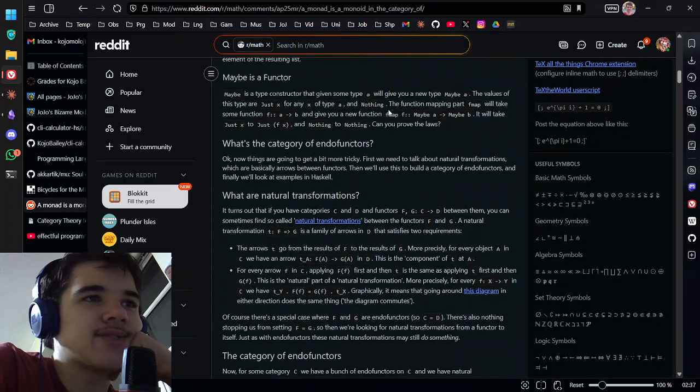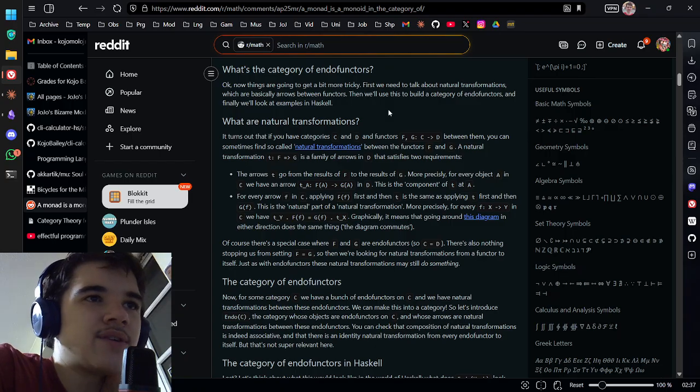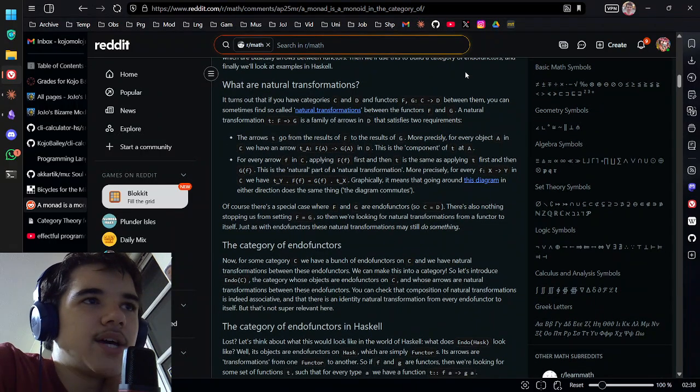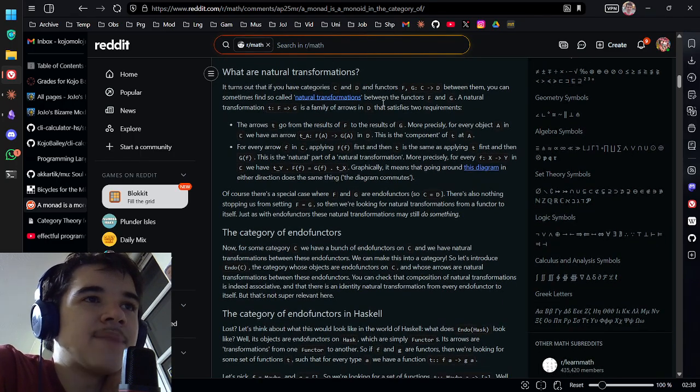What's the category of endofunctors? Okay, so first we talk about natural transformations, which are basically arrows between functors. Then we'll use this to build a category of endofunctors, and finally look at examples. So natural transformations. If you have categories C and D and functors F and G between them, you can also sometimes find so-called natural transformations. A natural transformation, which is a double arrow, is a family of arrows in D that satisfy two requirements.